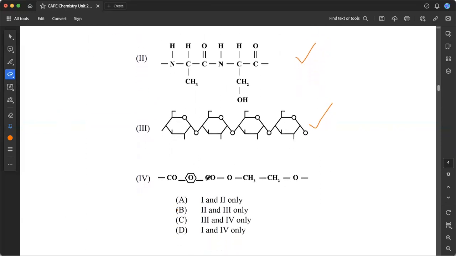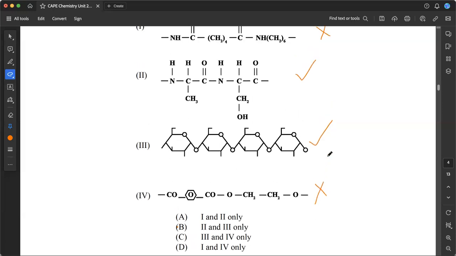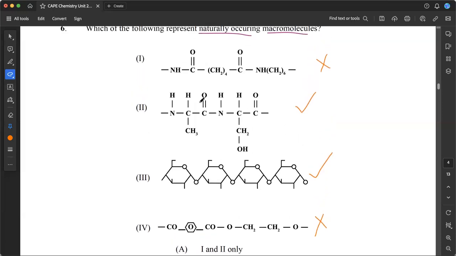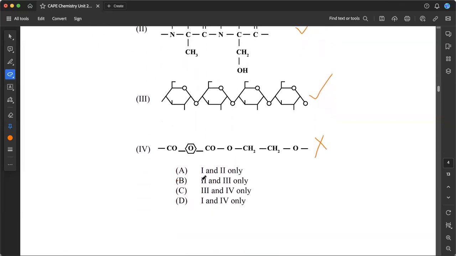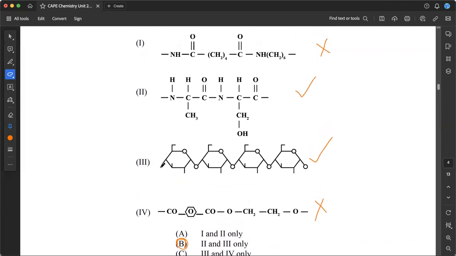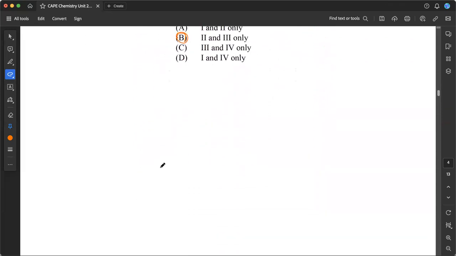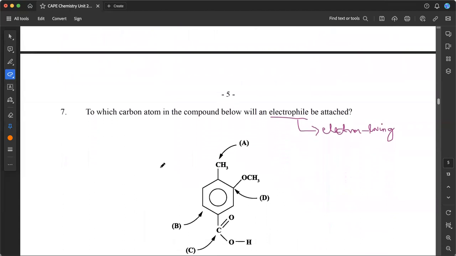And we look down here, what's this one? This looks like a phenyl ester of some sort. You see that COO, that's characteristic of an ester. And this looks like one that's synthetic, right? A synthetic ester. So we're not going to choose that one, okay? So the naturally occurring ones from these structures are 2 and 3. So let's look for that among our answers, and we see that that's B. Okay, so our answer here for question 6 is B. And we're moving along to question 7.